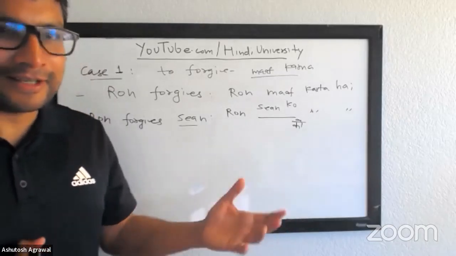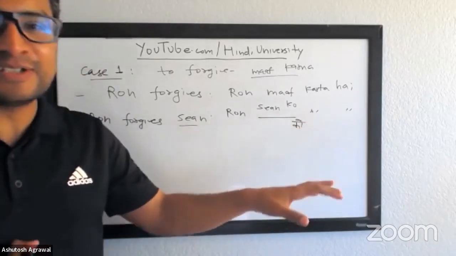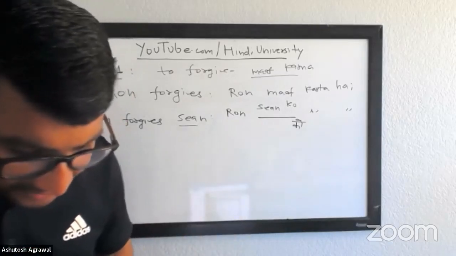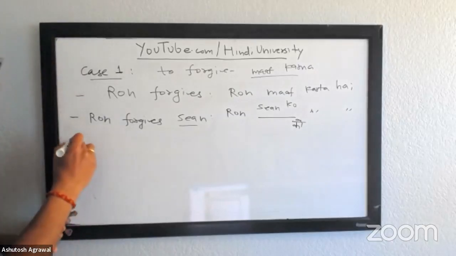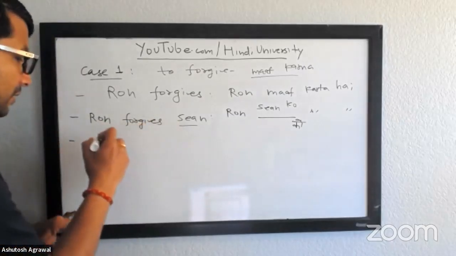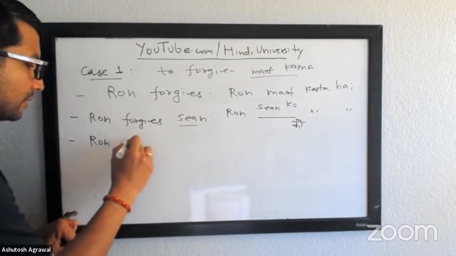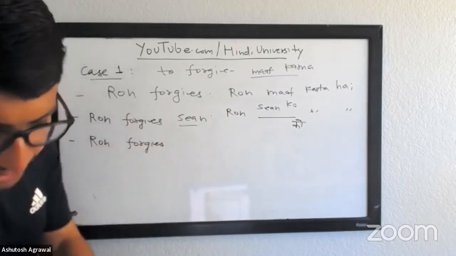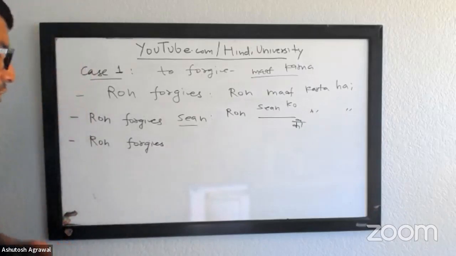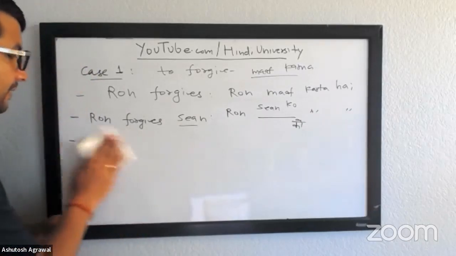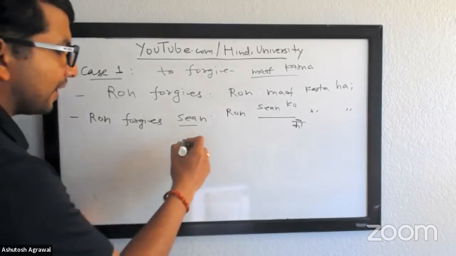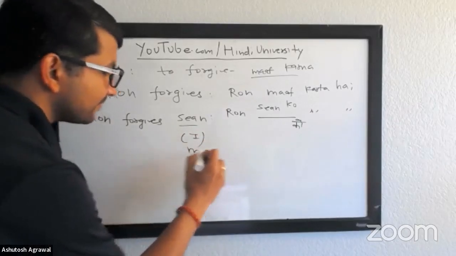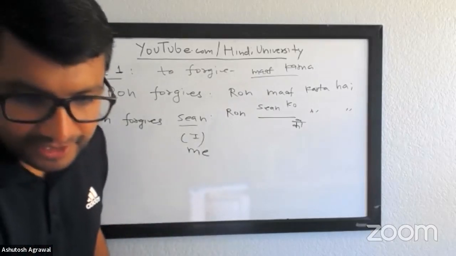I'm going to add complexity to it. So if you have any questions, you should ask now. You can ask later also. Now, instead of Sean, let's say you want to use I or me. How would you do that?